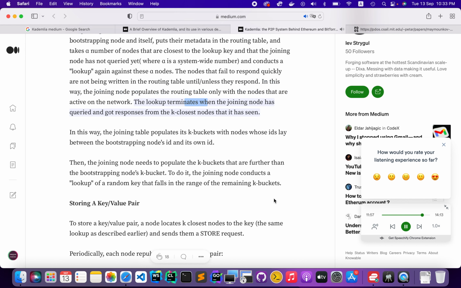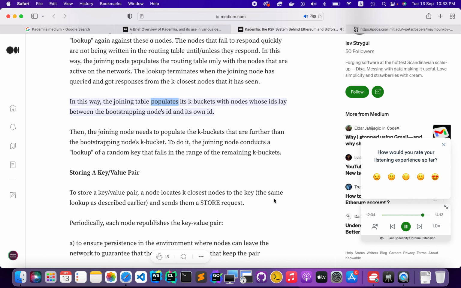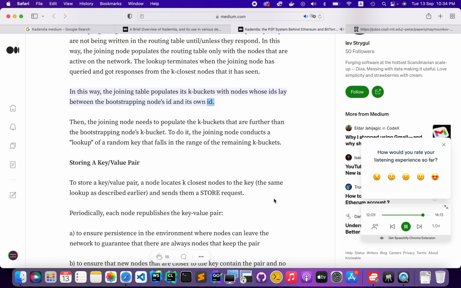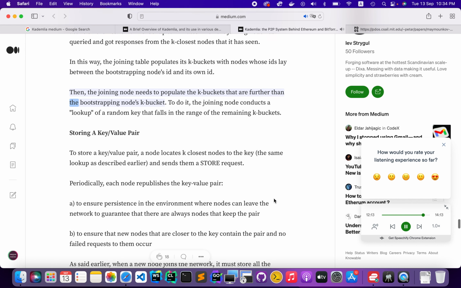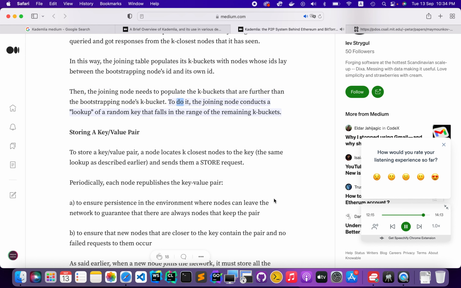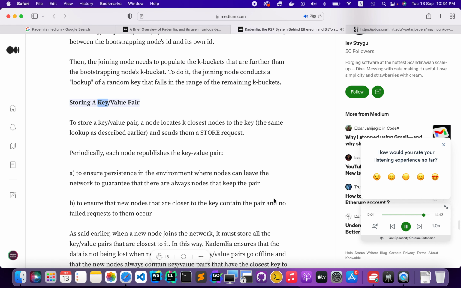The lookup terminates when the joining node has queried and got responses from the k closest nodes that it has seen. In this way, the joining node populates its k buckets with nodes whose IDs lay between the bootstrapping node's ID and its own ID. Then, the joining node needs to populate the k buckets that are further than the bootstrapping node's k bucket. To do it, the joining node conducts a lookup of a random key that falls in the range of the remaining k buckets.